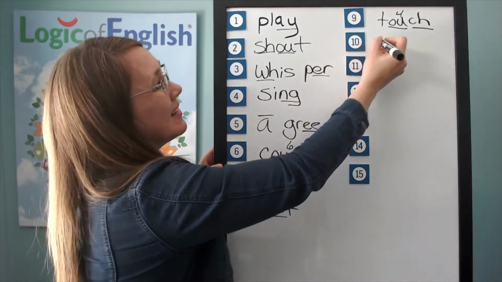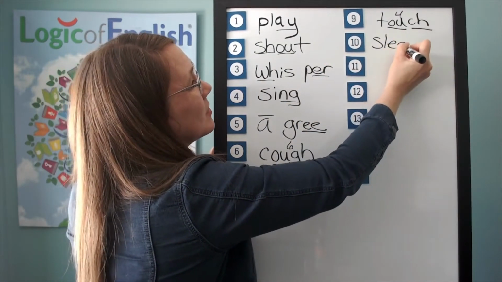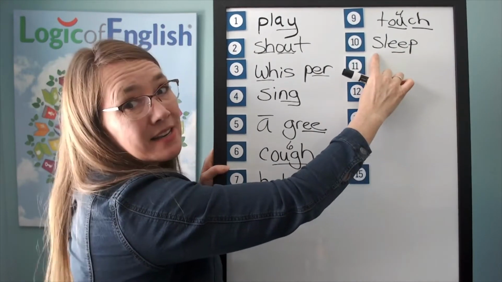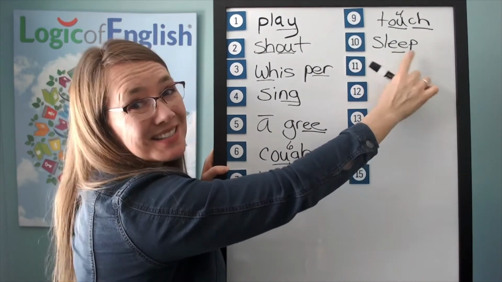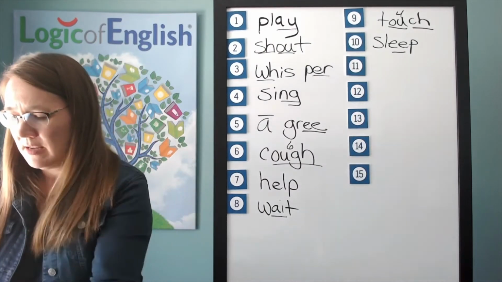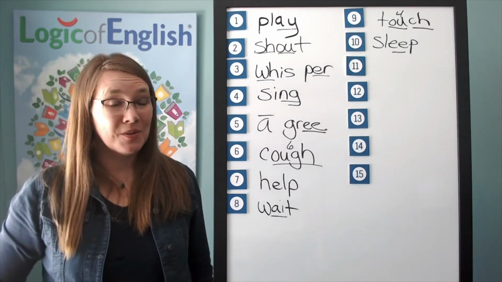And help me to write it. S, l, e, p. And how do we mark it? We'll underline the E. Let's read it. S, l, e, p, sleep. The next word is destroy.